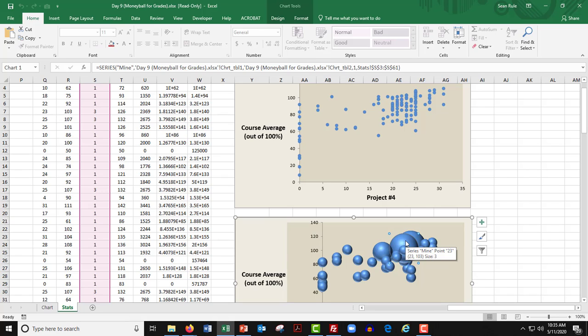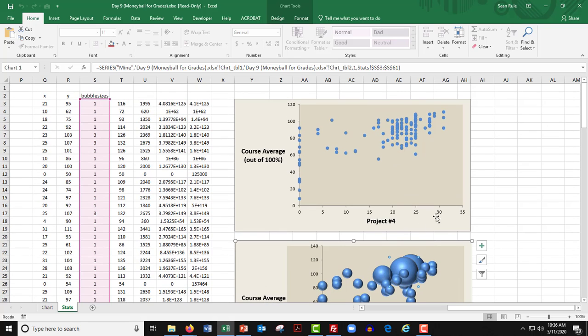What that means is there are 3 students who had a 23 on project number 4 and ended the course with 103% average. 3 students had that. So that circle right there has a diameter that's 3 times as big as the other circles.